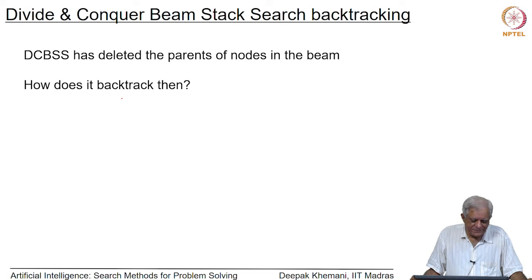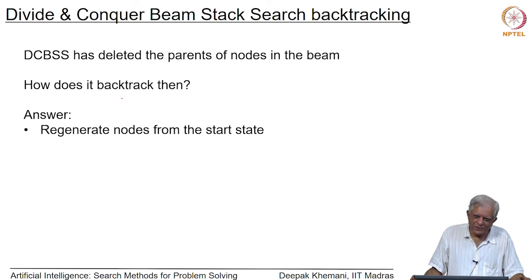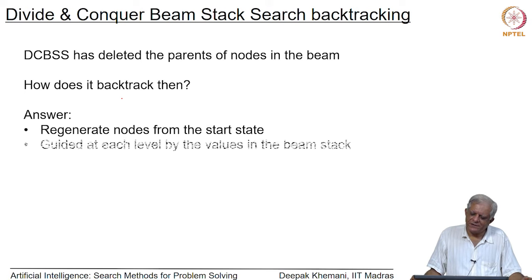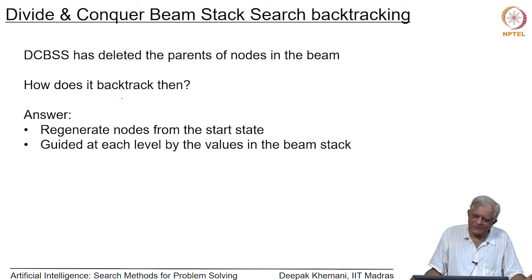Okay, so there you are. You have thought, hopefully, about the problem of how divide and conquer beam stack search can actually do backtracking. The answer is not so complicated. The answer simply says that instead of going back to the parent, you regenerate the nodes from the start state again essentially. And when you are regenerating the nodes, you have the beam stack to guide you.